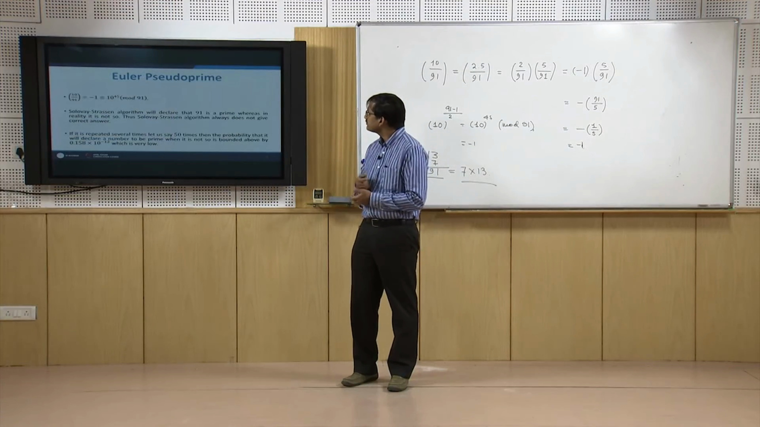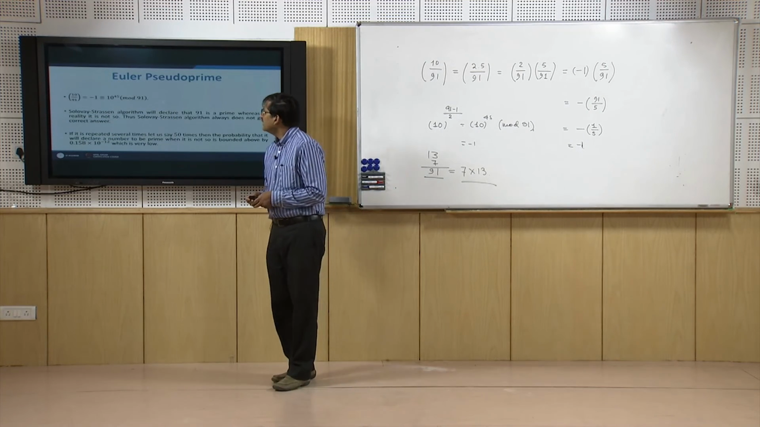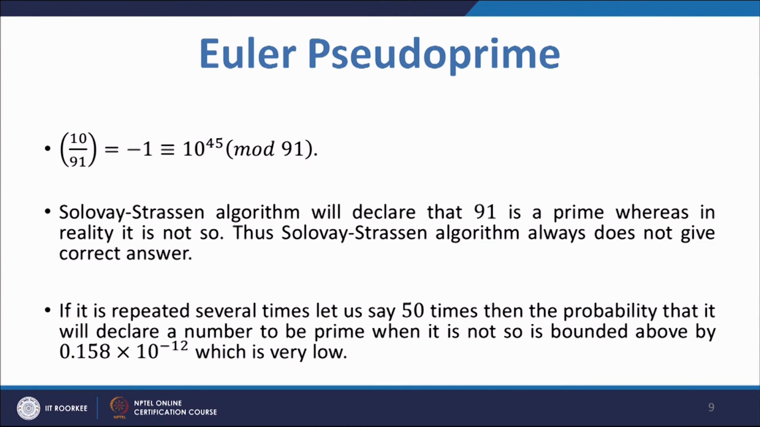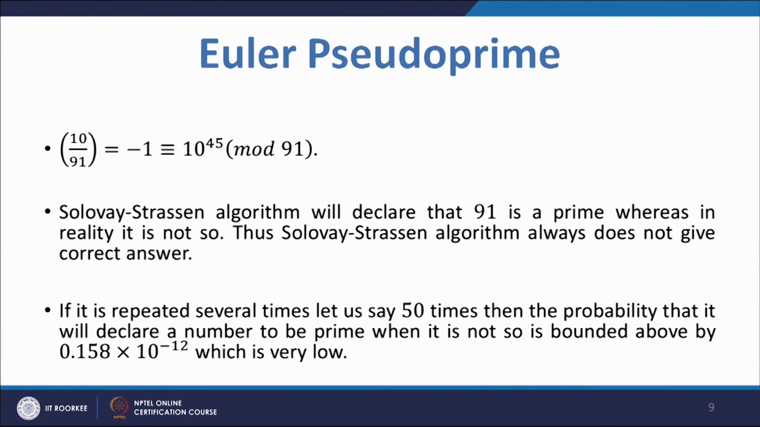So, what we say is that I am giving just one specific value which makes it clear: if Solovay-Strassen algorithm is repeated several times, let us say 50 times, then the probability that it will declare a number to be prime when it is not is bounded above by 0.158 into 10 to the power minus 12, which is a very small number.